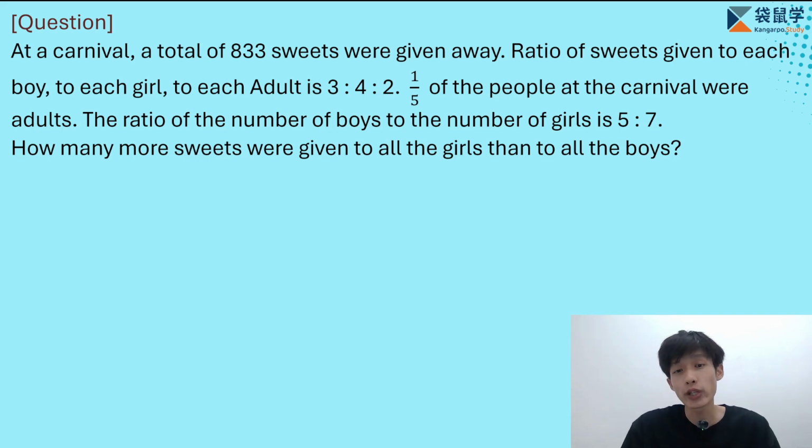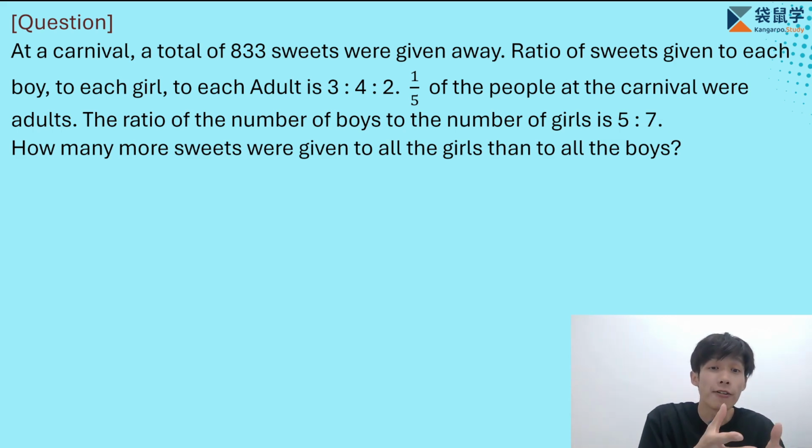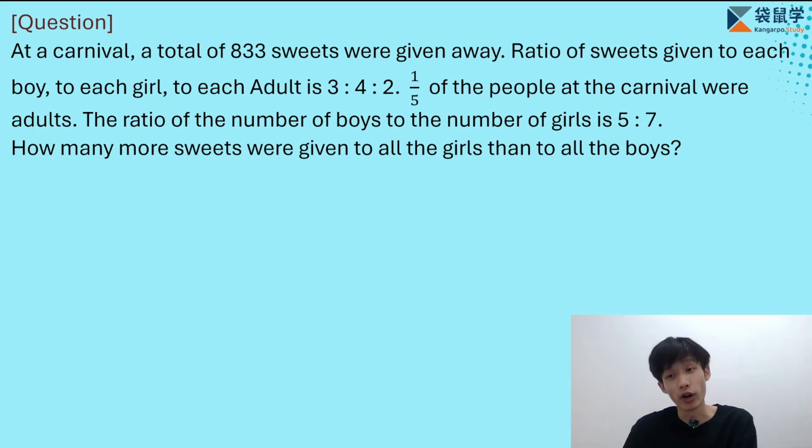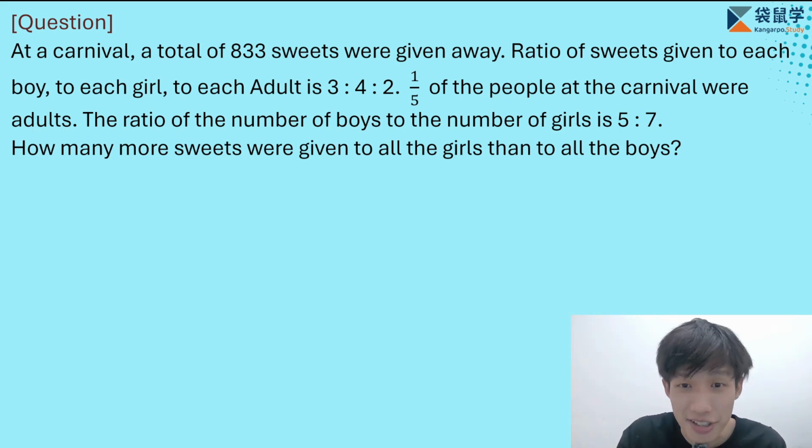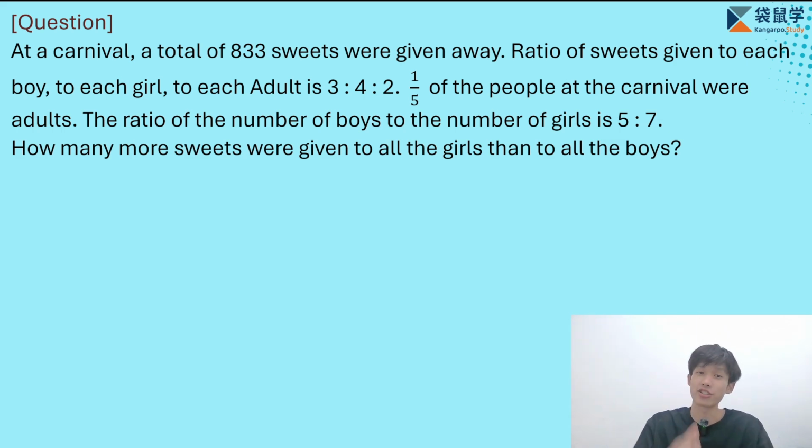How many more sweets were given to all the girls than to all the boys? So usually we need to find what should be the actual total number of girl sweets and boy sweets, and then subtract. So inside this question, what do we know about boys and girls? We only have the number ratio 5:7. But is it just boys and girls we're talking about? Oh no, we have adults.